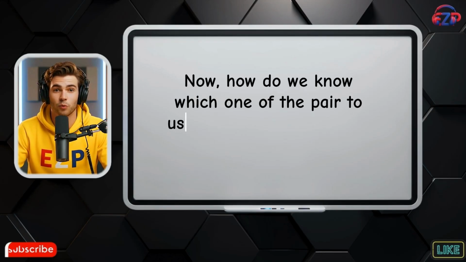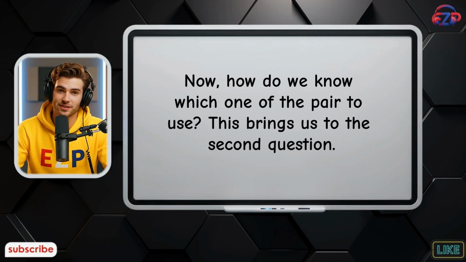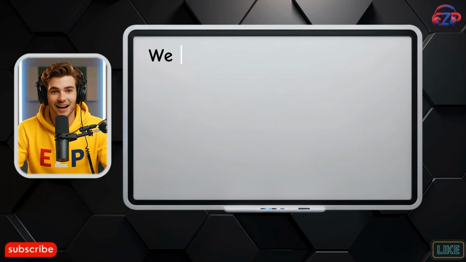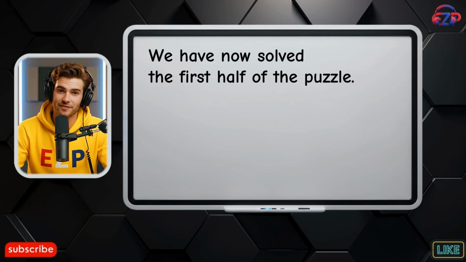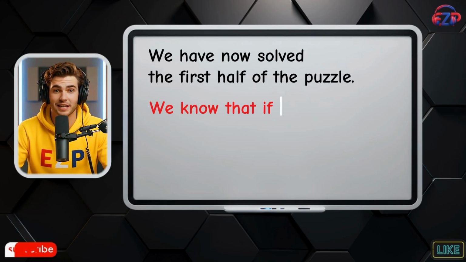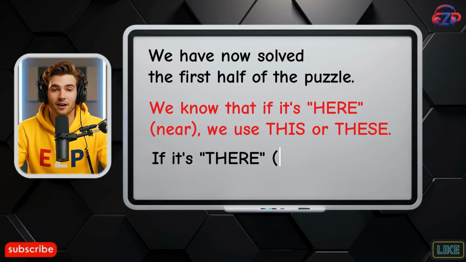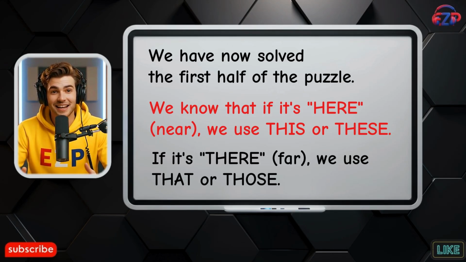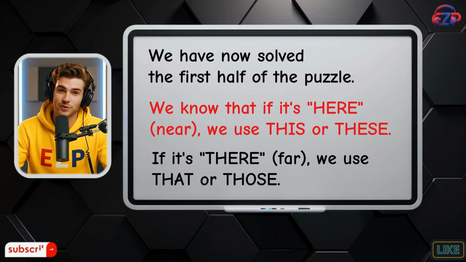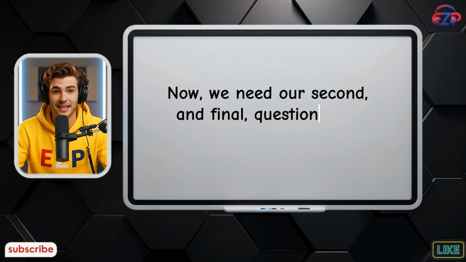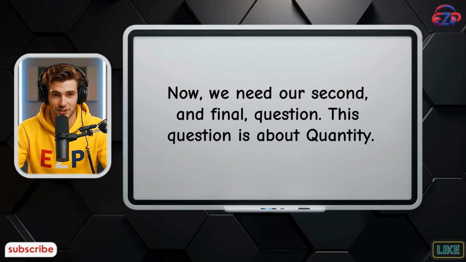Now, how do we know which one of the pair to use? This brings us to the second question. Now we have solved the first half of the puzzle. We know that if it's here, near, we use this or these. If it's there, far, we use that or those. Now we need our second and final question.